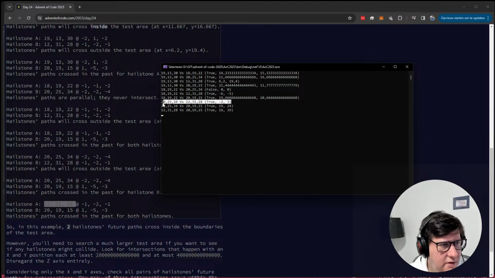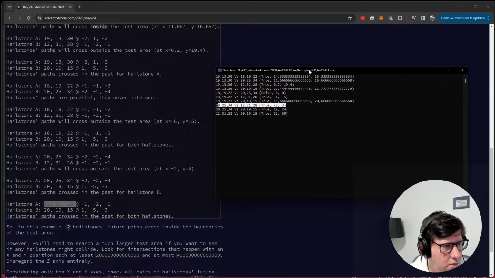Let me see this case. 2025 versus 12. Where is that one? This one. Ah, outside test area. Sure. So this one is fine, but outside the test area. This one is good for this one, but not for this one, because this one will have been in the past for the second one. So if you go 2025 with 2019, yes, for the other one, it will be in the past.